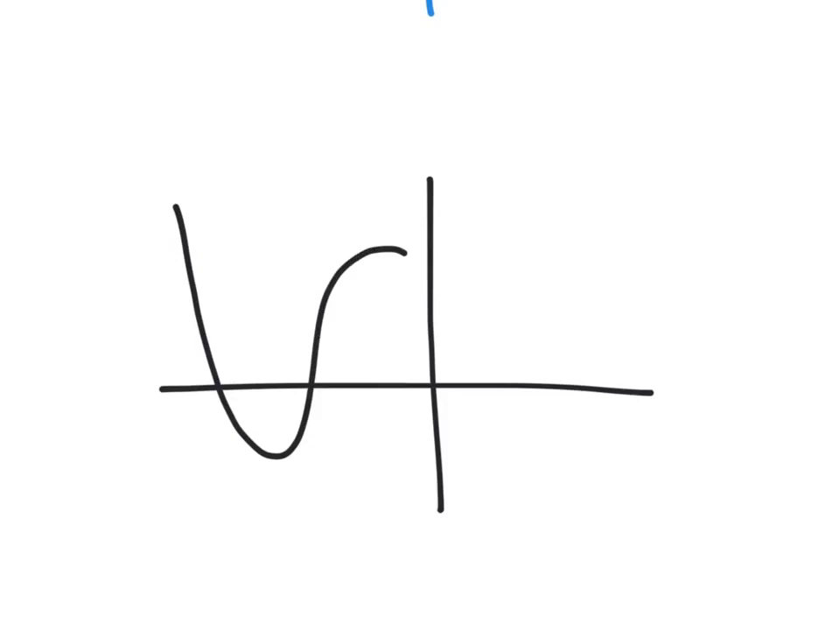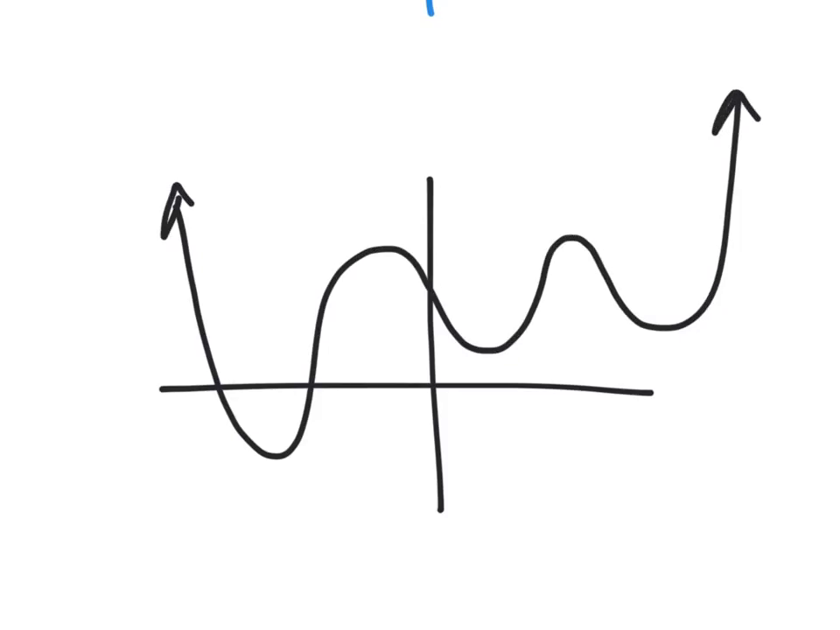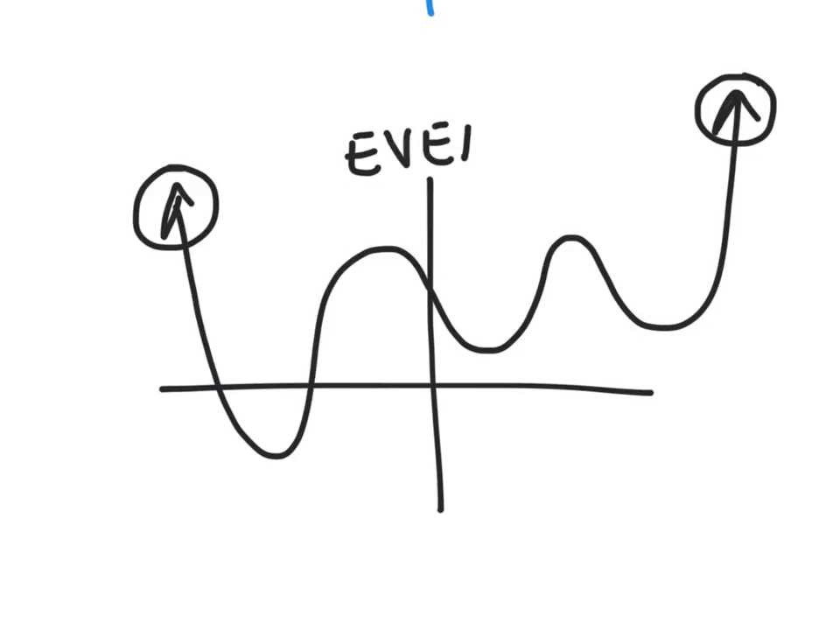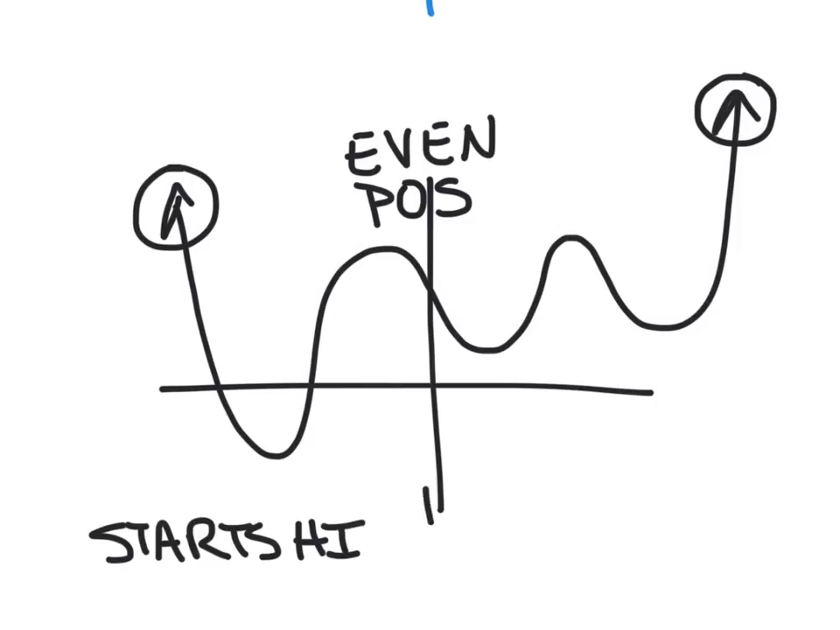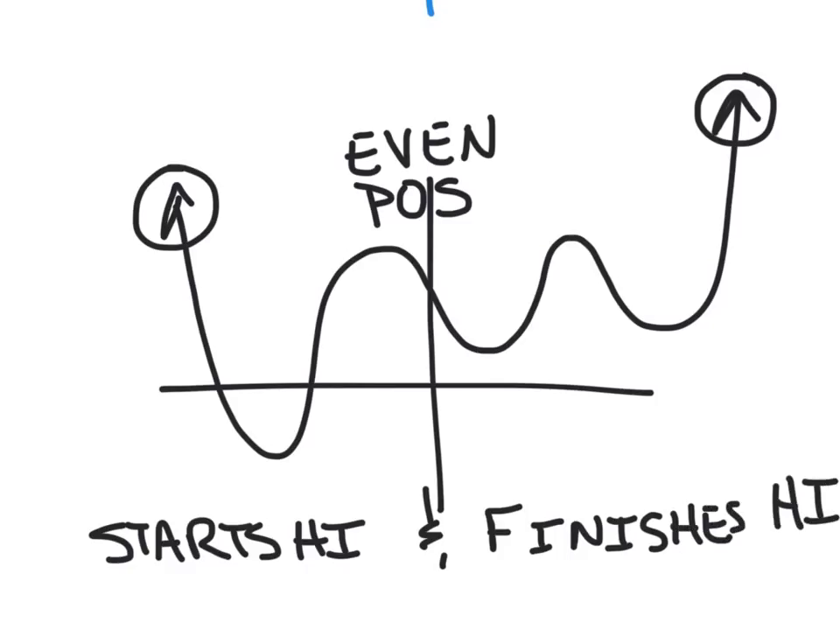Let me make up something really wild. Okay, so let's say here's a crazy function. Notice how both ends are going up. In other words, it starts high and it finishes high. Well, guess what? This is going to be an even degree function with a positive leading coefficient. And so what happens is it always starts high and it finishes high. Okay? And they always have that in common.